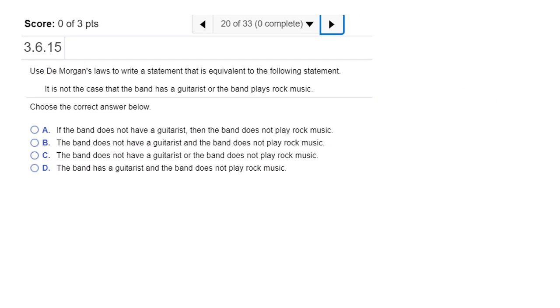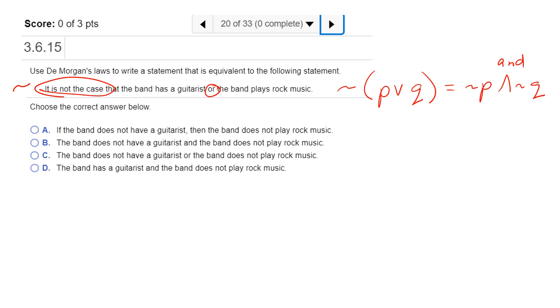In question 20, we also want to use De Morgan's law. It says it is not the case, so that is our negation. This one has an or, so anytime you have a negation of a disjunction, the or, that's going to become not P and not Q. So the or needs to become an and. It would not be answer choice A because that's if-then. It could be B, it could not be C because that has an or, it could be D. So it's either going to be answer B or D.